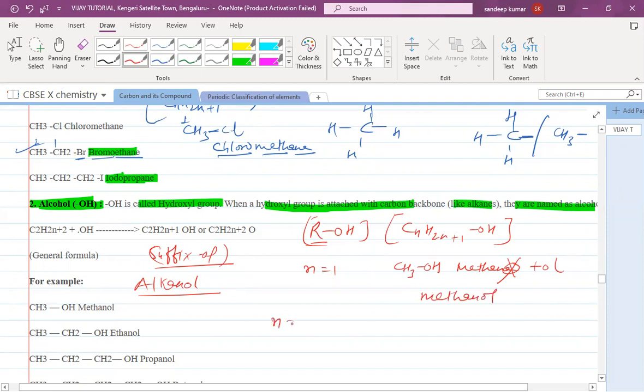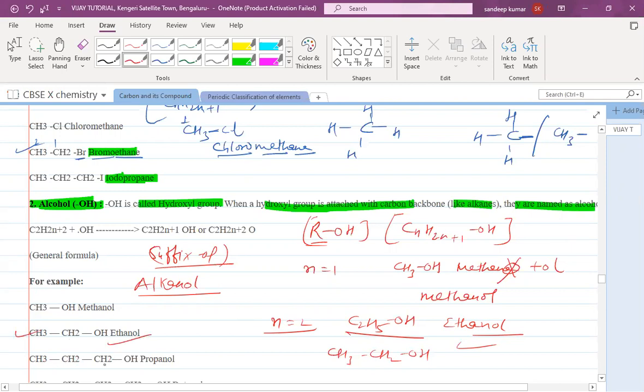Similarly, if n is equal to 2, it becomes C2H2 into 2 plus 1, that is C2H5OH. For the second carbon, we are using ethane, right? So remove this E and add ol. So it is ethanol. Ethanol can be written like this also: CH3, CH2OH. CH3, CH2OH is ethanol.